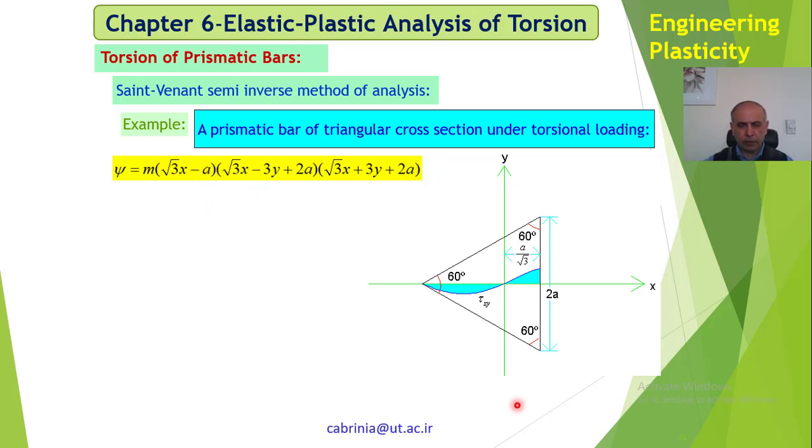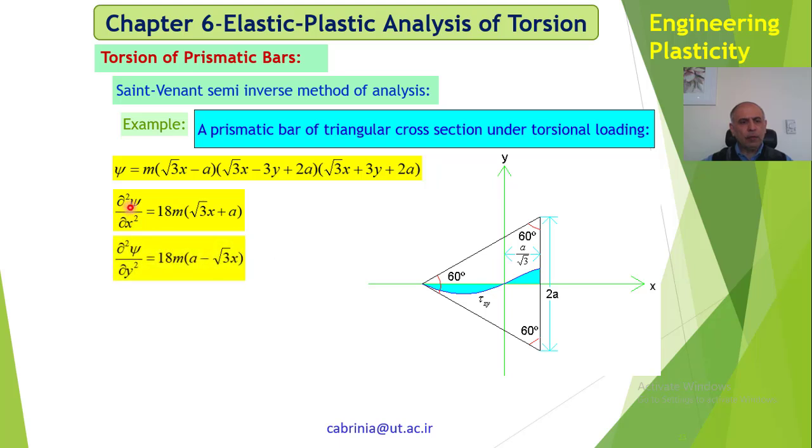Root 3x minus a is this line, root 3 minus 3y plus 2a and root 3x plus 3y plus 2a are this line and that line respectively. So we put this into the parentheses multiplied to each other times m. As you can see, this psi is usually a multiplication of these sides, or if we have an equation of the cross section, we can just put m times that. But we must check whether it gives the right answer or not.